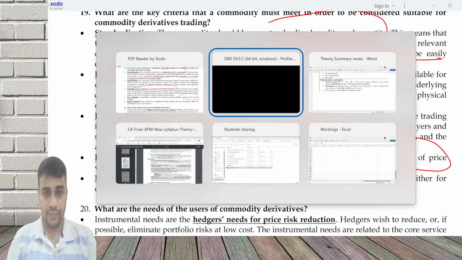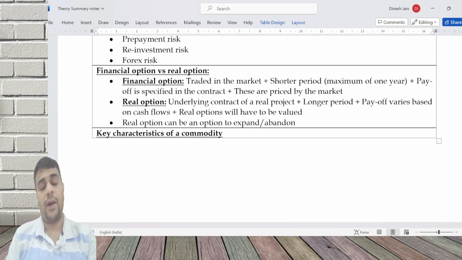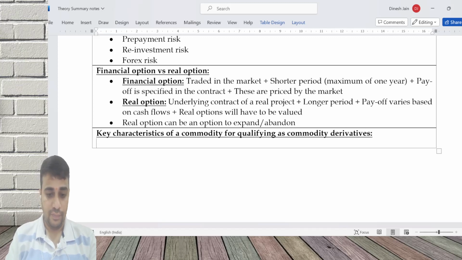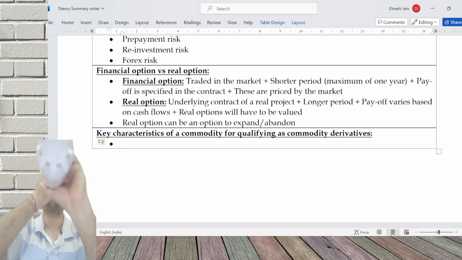So, key characteristics of a commodity for qualifying as commodity derivatives.